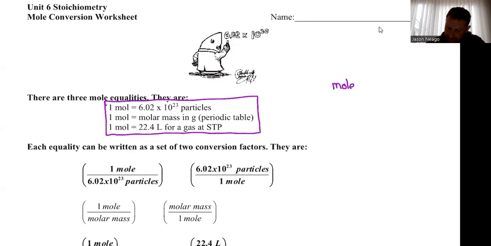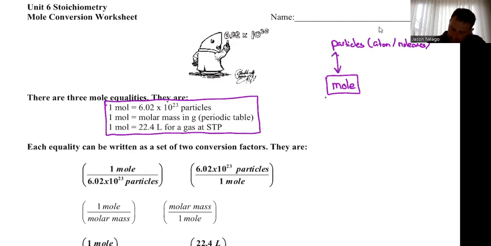So in the middle, I have moles. And then from moles, I can go to particles. And when I talk about particles, a particle is either an atom or it could be the number of molecules. So when you see the word atoms or molecules, we're talking about particles.